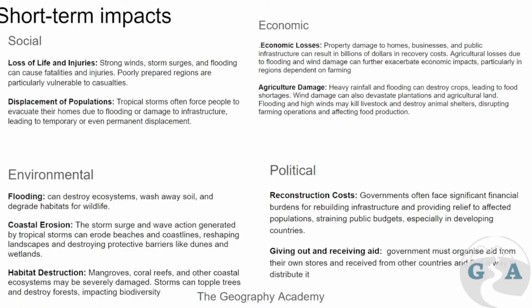Political, then we can see that a huge cost comes at the expense of the government, and they have to go through the rehabilitation. But also in the short term, they have to organize stores, and they have to receive aid from different countries, and this allows them to recover in the short term, to reduce the loss of life and the exposure to things like disease.